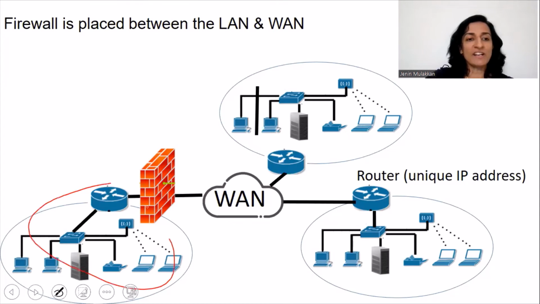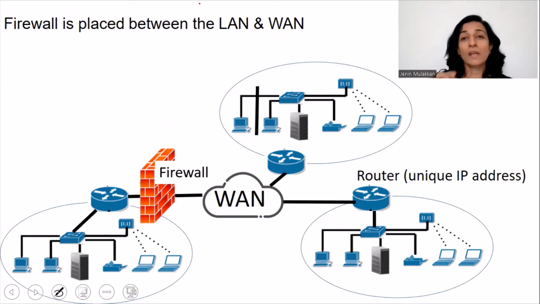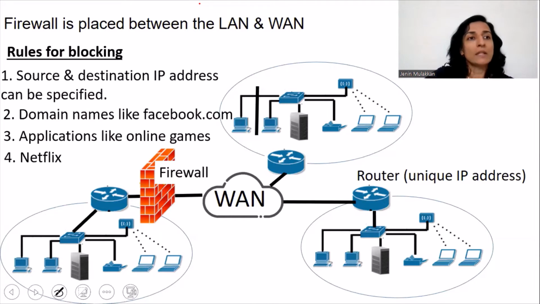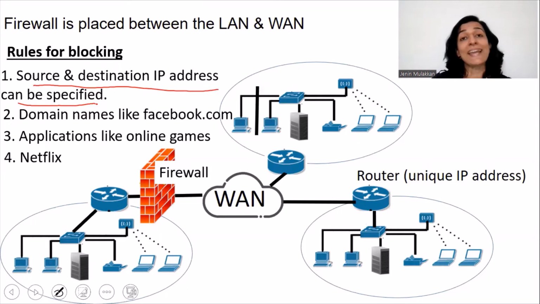Now, suppose this is the organization where you're working. Now, the firewall is placed between the LAN and the WAN. Now, the rules that will be set for the firewall for blocking any unwanted traffic could be like this. The source and the destination IP address can be specified. Now, this is the branch that we are working. Suppose the organization has a different branch here.